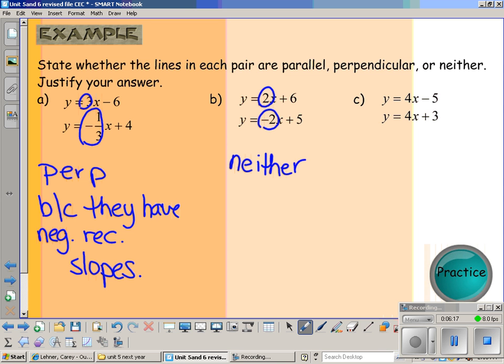And C. We have a slope of 4, we have another slope of 4. They are exactly the same, therefore they are parallel. They're parallel because they have the same slope.